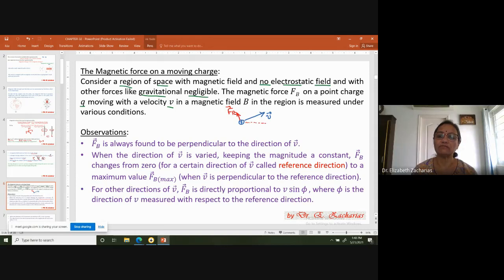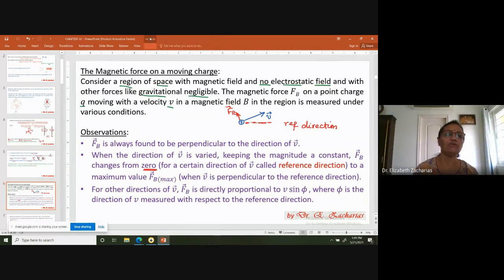of velocity, which we are going to call the reference direction, for this direction of velocity, we find that the force is zero. The force FB is zero. Magnetic force is zero. And you're going to keep doing this so that 180 degrees is covered.